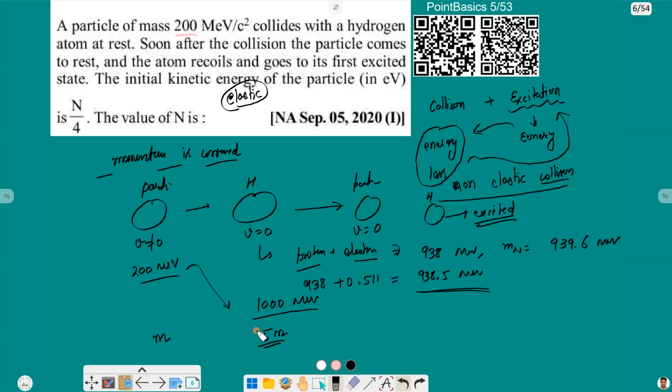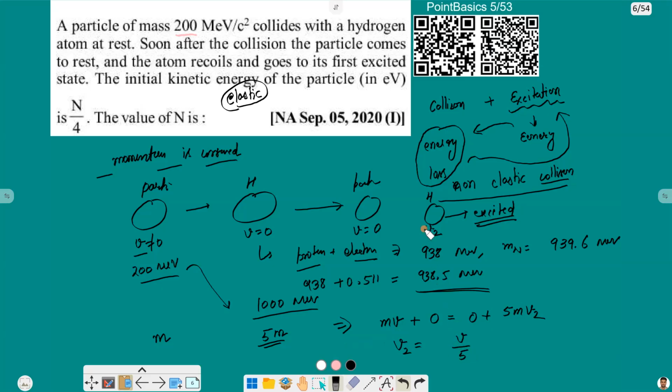If I conserve the momentum, and let's say the final velocity of the hydrogen atom after collision is v2, according to momentum conservation, what will I have? I have mv, the mass of the particle with its velocity, that is its momentum, plus the initial momentum of the hydrogen atom, that is 0, equal to the final momentum of the particle, that is 0, plus the final momentum of the hydrogen atom, that is 5mv2. So v2 comes out to be v/5.